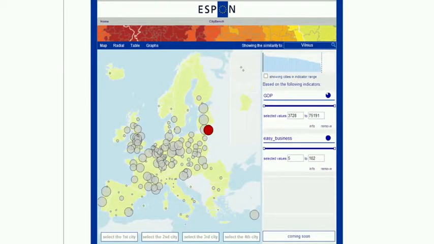We also developed a project called City Bench, where we allow even private investors to go in and check a particular city, how it's doing on a specific issue, whether it's demography or GDP, and compare with other cities around Europe.